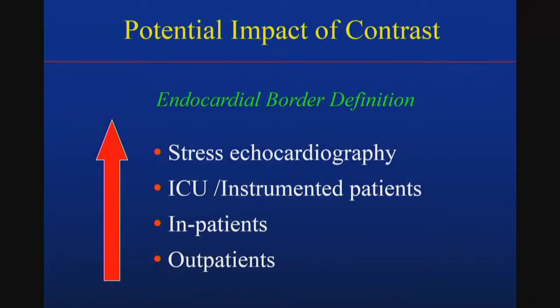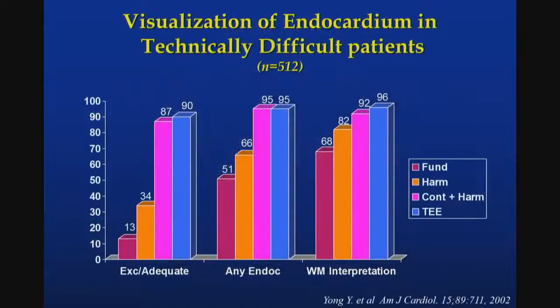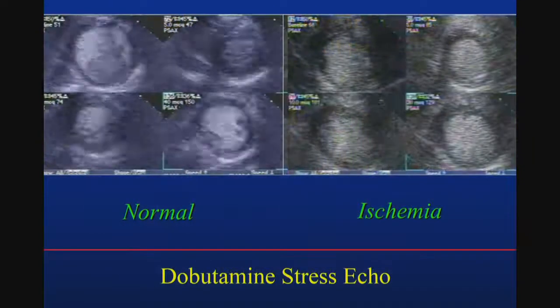So, the potential impact of contrast: stress echocardiography. In the outpatient setting, this is an old slide and I kept it because it's still relevant. The least impact is probably in the outpatient, more in the inpatient ICU setting and stress echocardiography, where it can change quite a bit. This is from an old study that we did in the ICU where you didn't see more than half of the segments. We used harmonic initially, harmonic and contrast, and compared it to TEE. Harmonic and contrast was almost as good as transesophageal in evaluating wall motion and ventricular function overall.